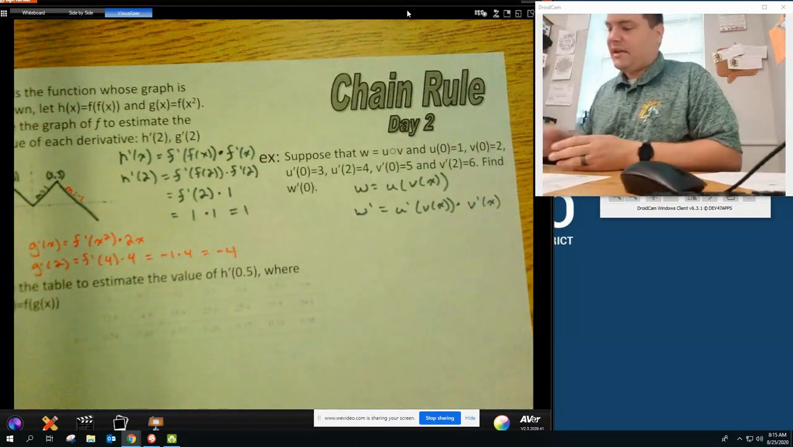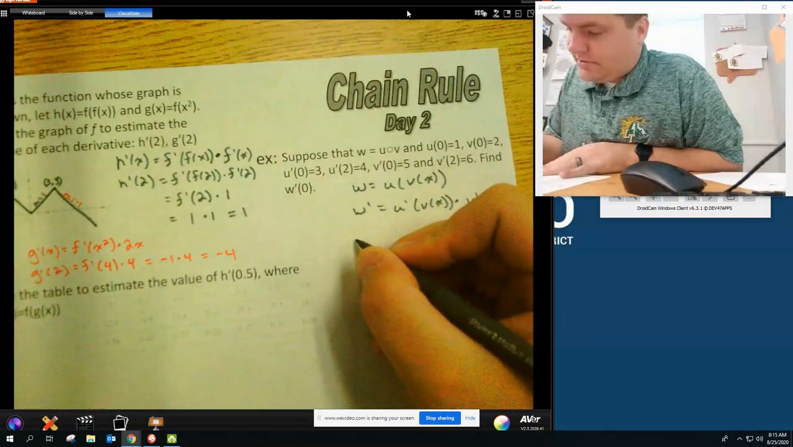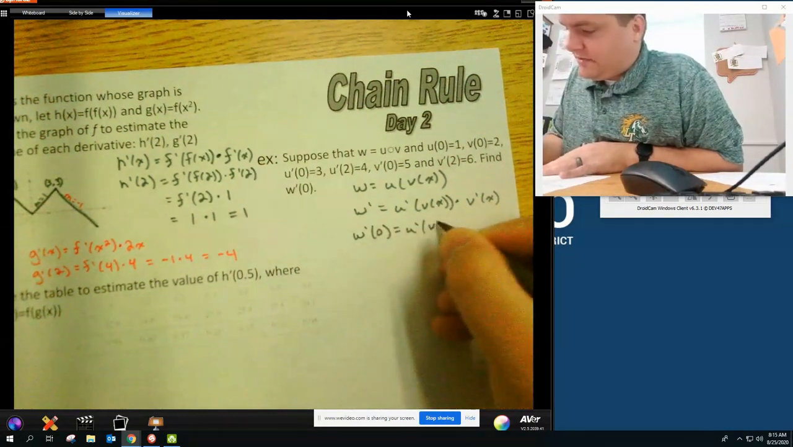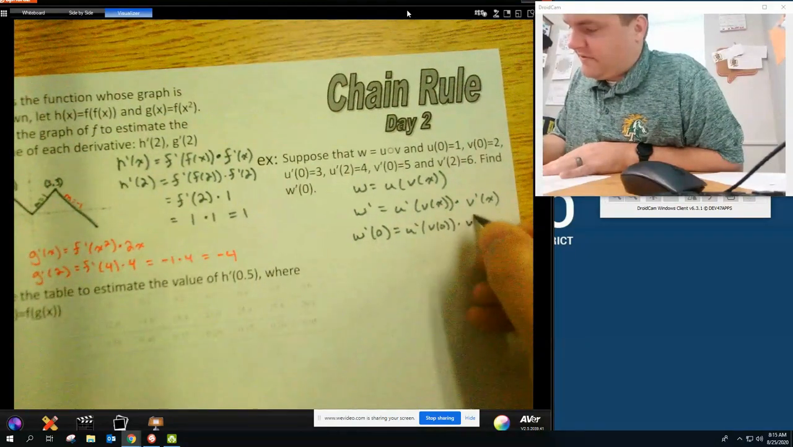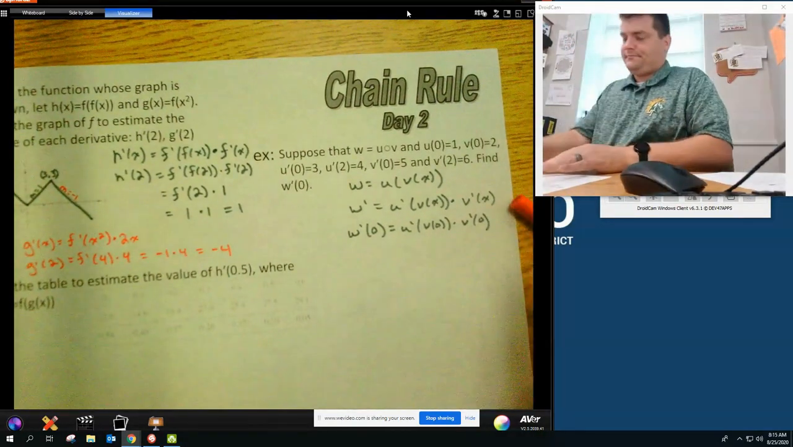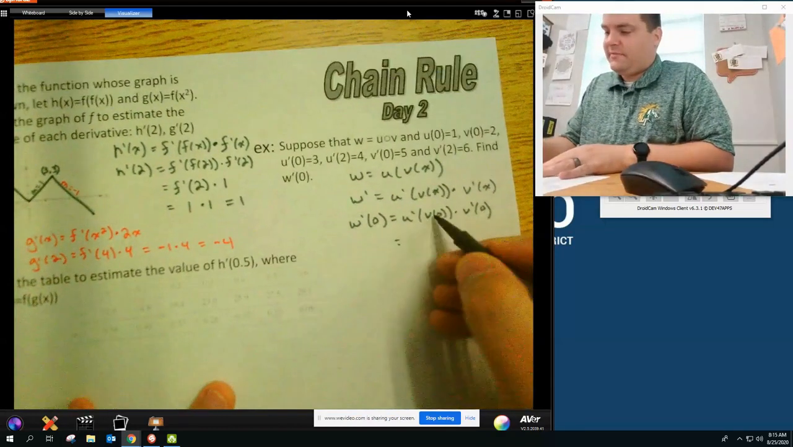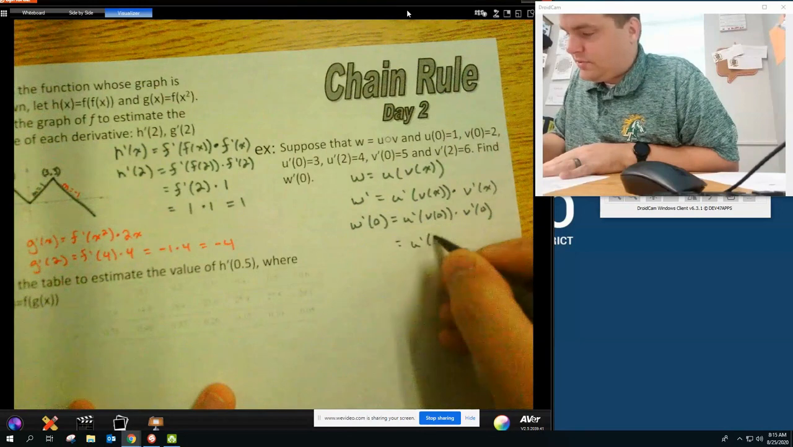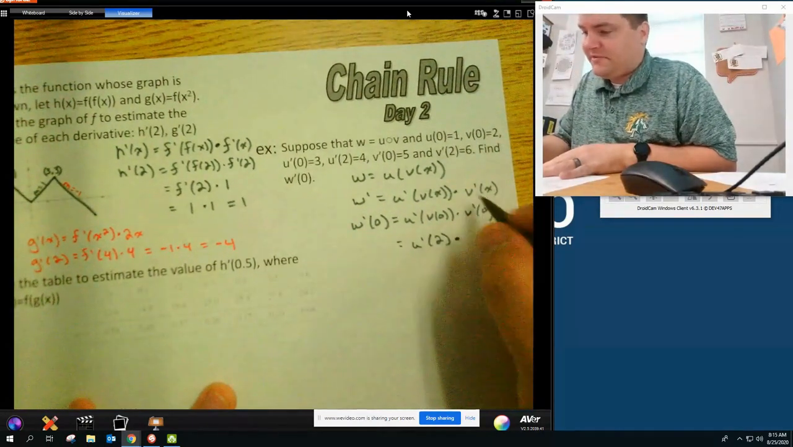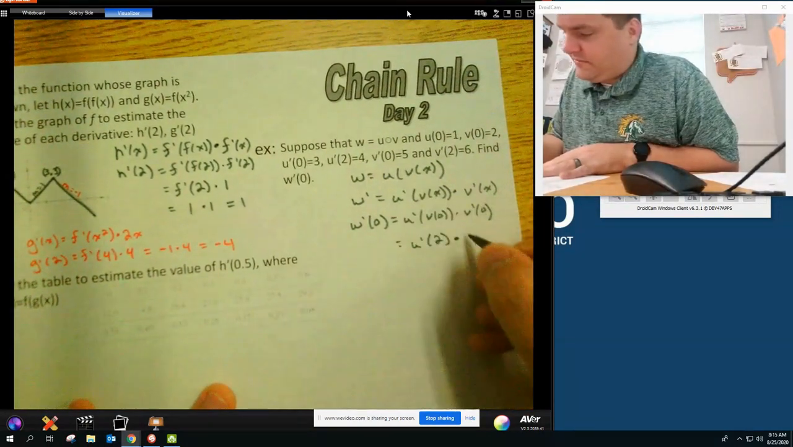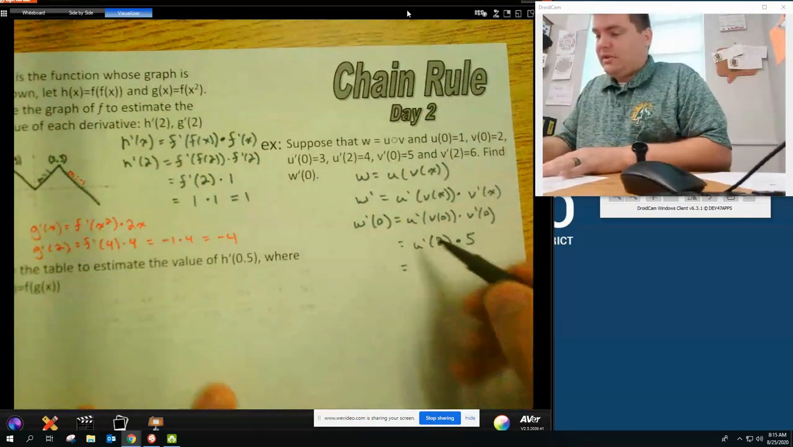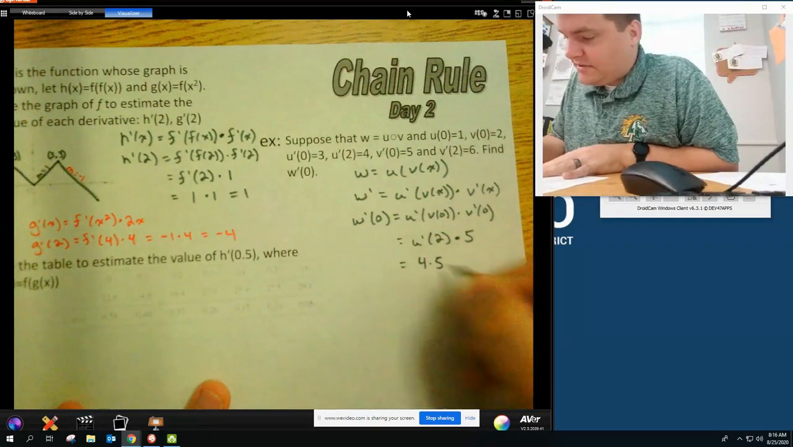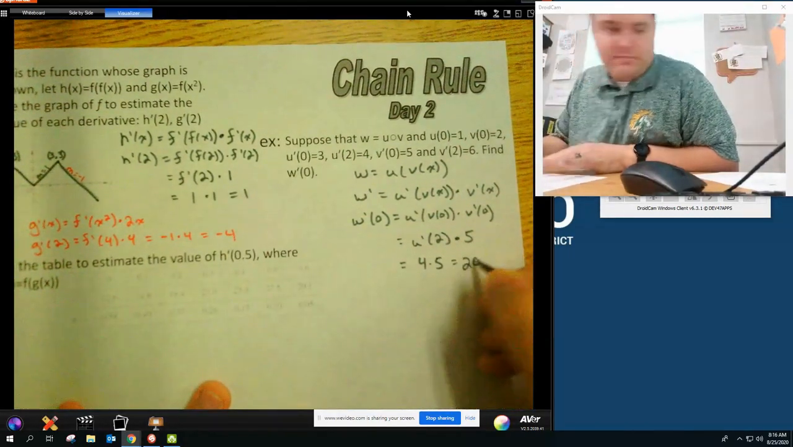And now I need to plug in a good old 0. So w'(0) is equal to u'(v(0)) times v'(0). So when I do this, u'(v(0)), which is right here, is 2, times v'(0), which is right here, which is 5. u'(2) is right here, which is 4, times 5 is a big old 20.